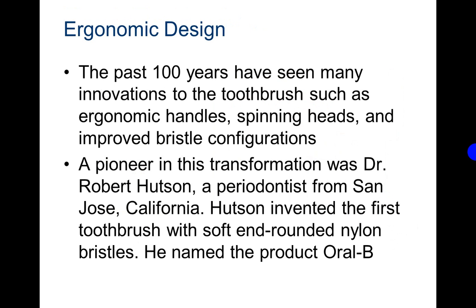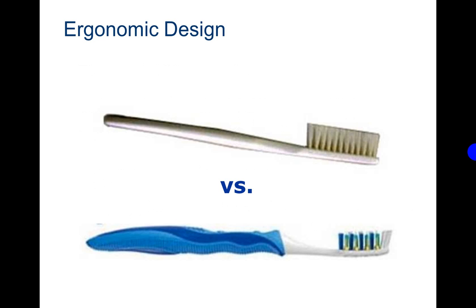Ergonomic design. The past 100 years have seen many innovations to the toothbrush, such as ergonomic handles, spinning heads, and improved bristle configurations. A pioneer in the transformation was Dr. Robert Hudson, a periodontist from San Jose, California. Hudson invented the first toothbrush with soft end rounded nylon bristles. He named the product Oral-B.